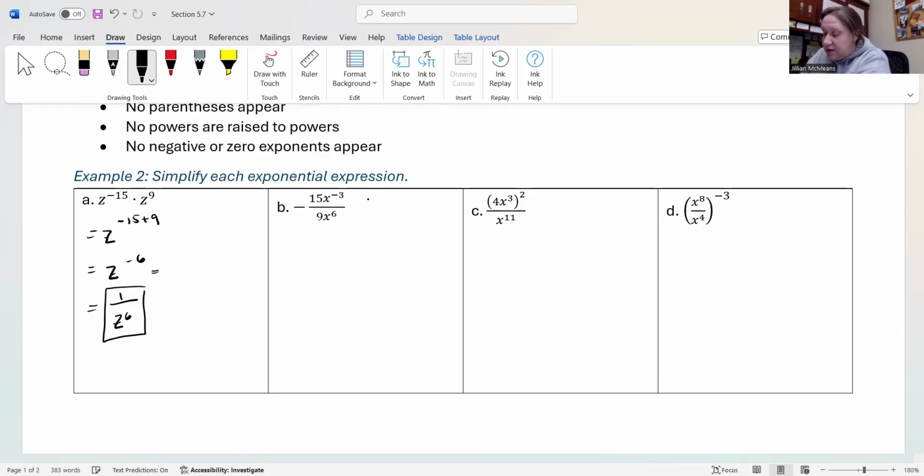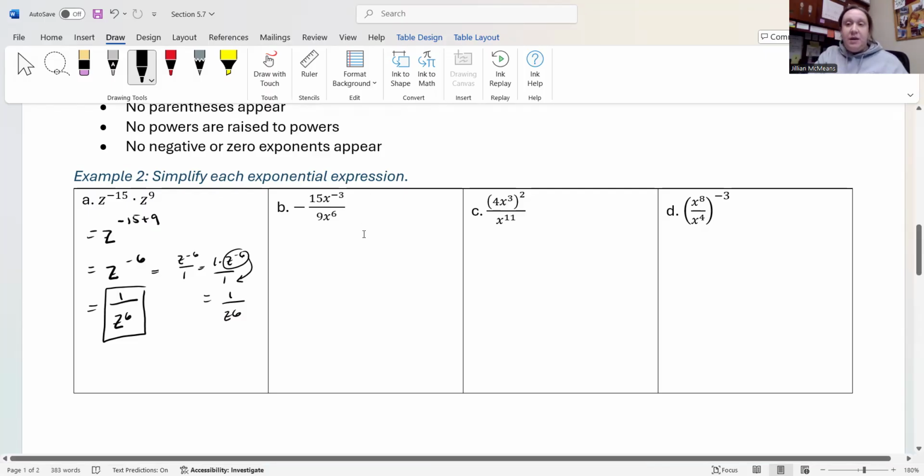Now, you could think of this as z to the negative 6 over 1, or 1 times z to the negative 6 over 1. This moves, which leaves behind a 1, and then 1 times z to the 6 is z to the 6. You're going to get the same answer either way. Just know that that ends up with a negative exponent that you need to simplify.